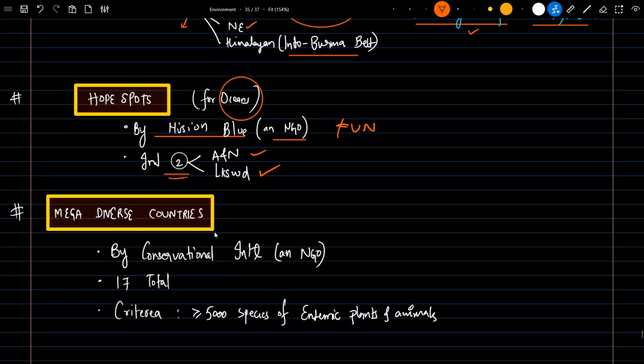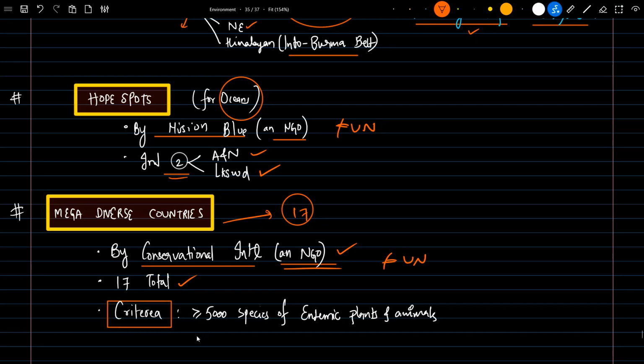Next, MegaDiverse countries. This was given by Conservation International, which declared 17 countries as MegaDiverse countries. Do check on Google what the 17 countries are. Again, it is an NGO, not anything related to the United Nations. The criteria to be declared a MegaDiverse country is that more than 500 species of endemic plants and animals should be present in that nation.